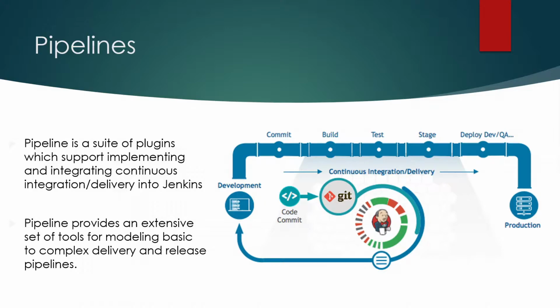So in today's video, we are going to learn about pipelines. So in Jenkins, we'll create a basic pipeline and understand how it works. But in order to do that, let's understand what exactly is a pipeline. So a pipeline is a suite of plugins which support implementing and integrating continuous integration or continuous delivery into Jenkins. Secondly, pipeline provides an extensive set of tools for modeling basic to complex delivery and release pipeline.